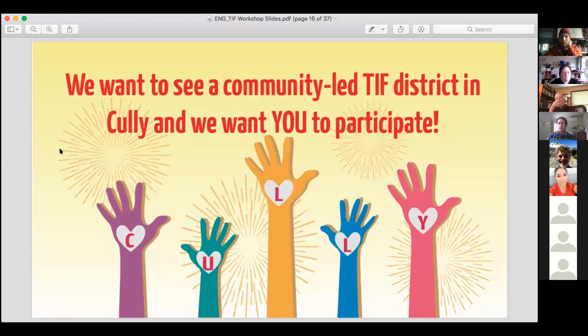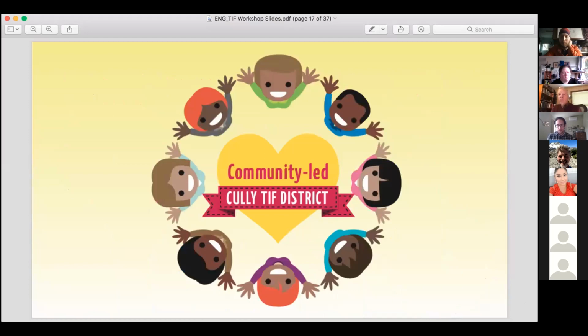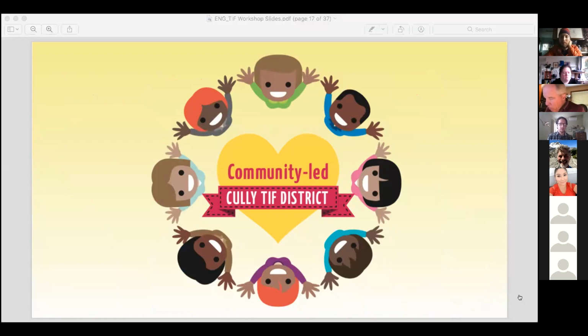So right now we are in the midst of a series of focus groups, I think 16 different focus groups, specifically with members of our community who are themselves vulnerable to displacement, in order to inform the content of a proposed TIF district plan for the community-led TIF district in Cully.